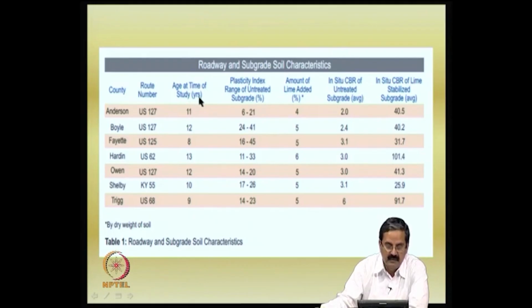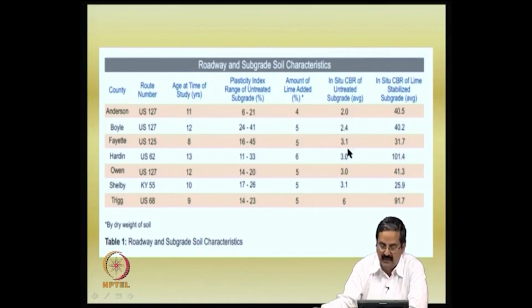The time duration of study is 11 years, 12 years, 13, 14, you can just see the number of years of study. Then say because the area is different, you have different types of plasticity index values. You can see 6 to 21, in this it is a higher range 24 to 41 and 16 to 45. So, say the highest and lowest are here, and what is the amount of lime added? It is about 4 to 5%, 6% is here, somewhere here, and in situ CBR of the untreated subgrade it is 2%.